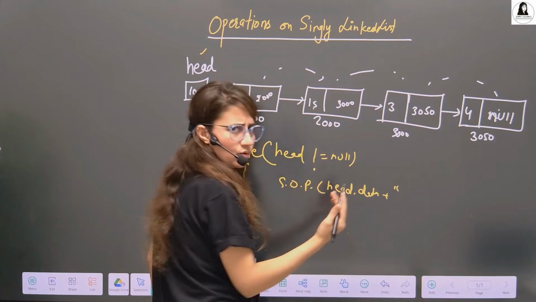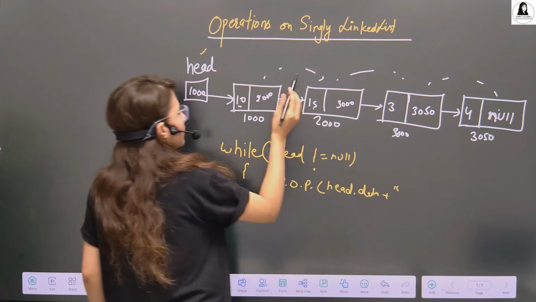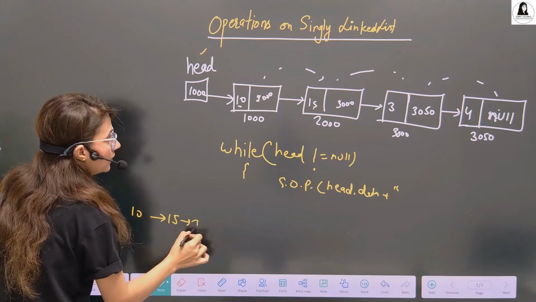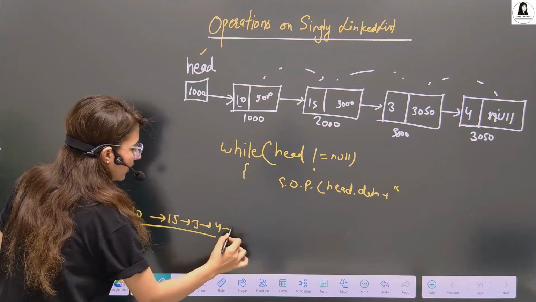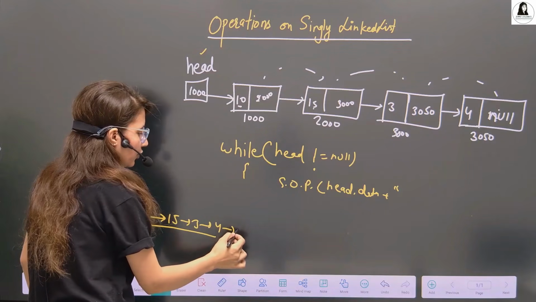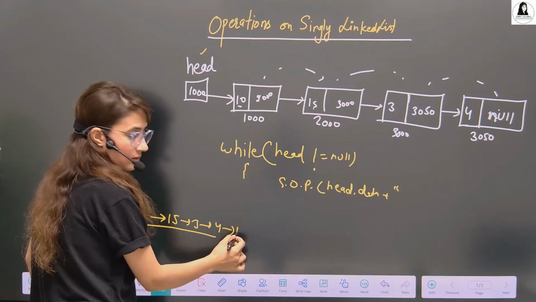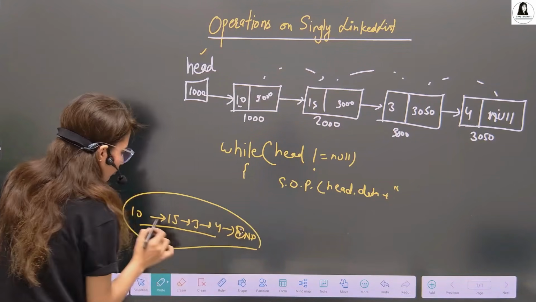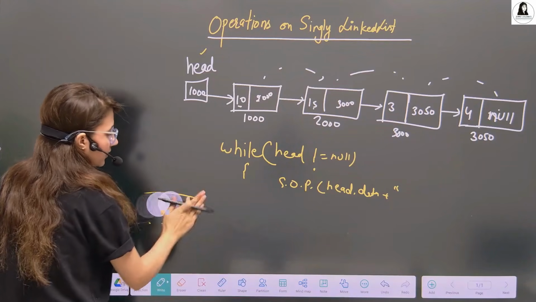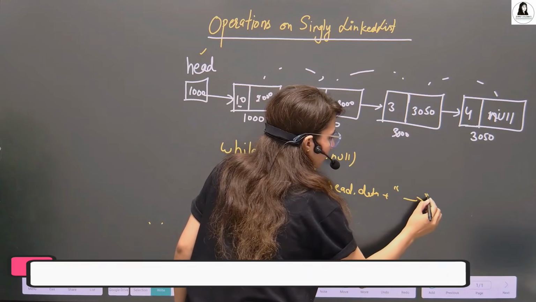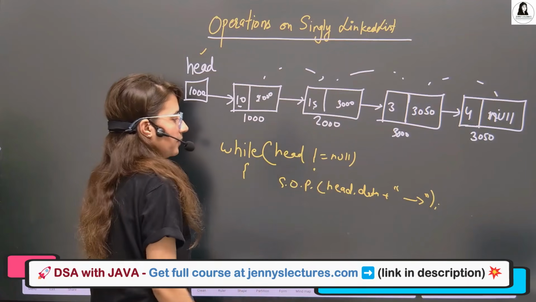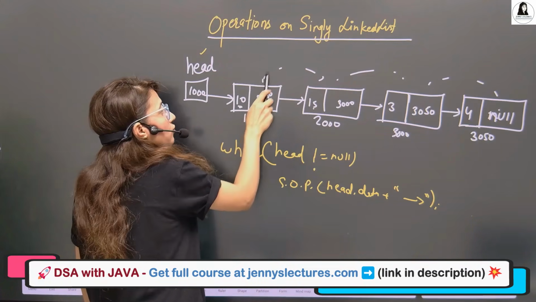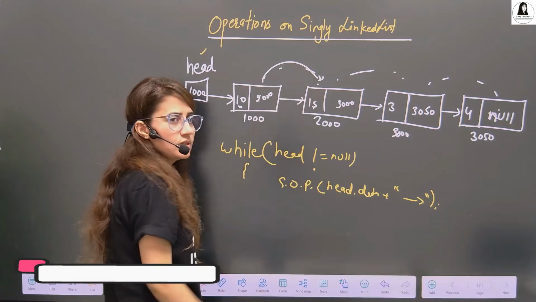And suppose you want an arrow also, if you want to print a list something like this in the output, 10, then we have an arrow, 15, then 3, then 4, like this. These are linked, and at the end you can say null, or you can say end. To print this arrow, we will write it here in System.out.print. But now this line will print 10, but you have to now move head here, because now I want to access the next thing.